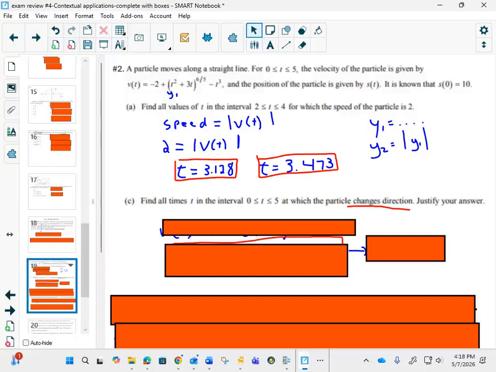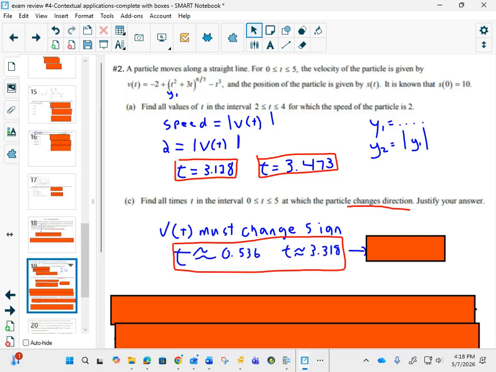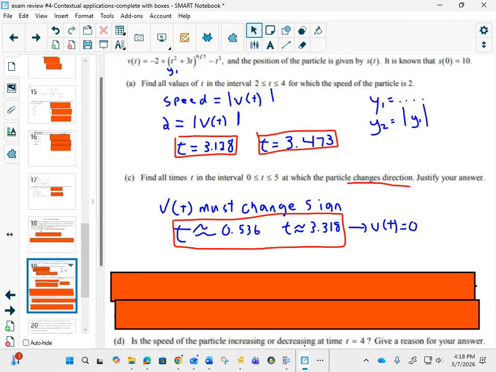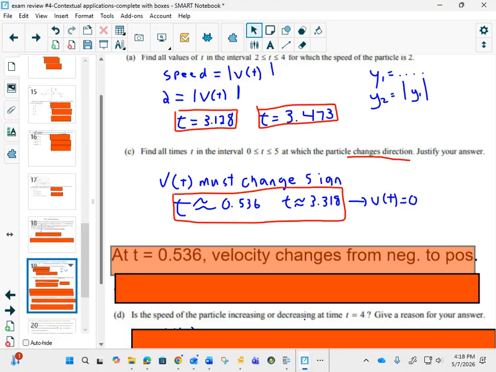What do we need for the particle to change direction? We need v of t to equal 0. And then it also needs to change from positive to negative or negative to positive. So it must change signs, and it must equal 0. Those are the places where it's equal to 0. And then we do a check. It changes from negative to positive.